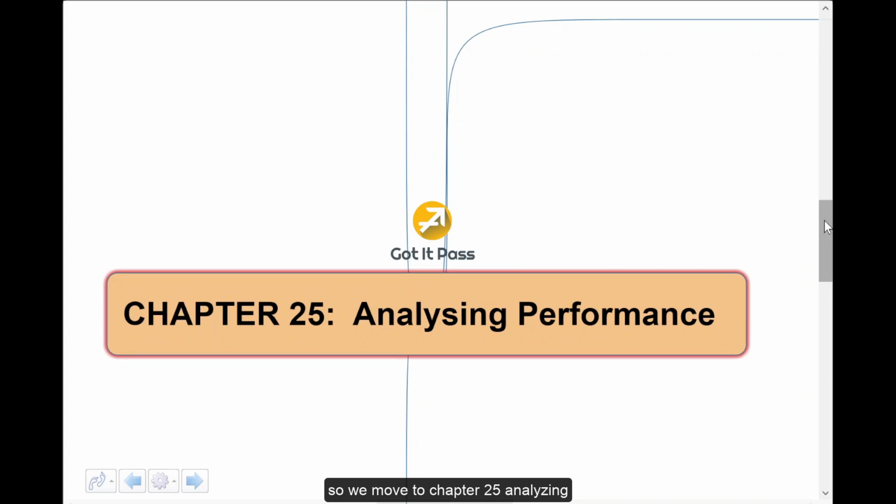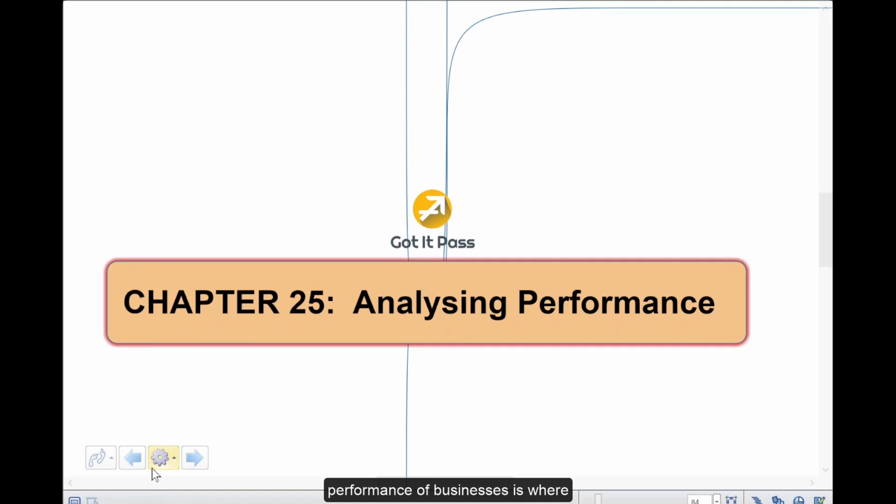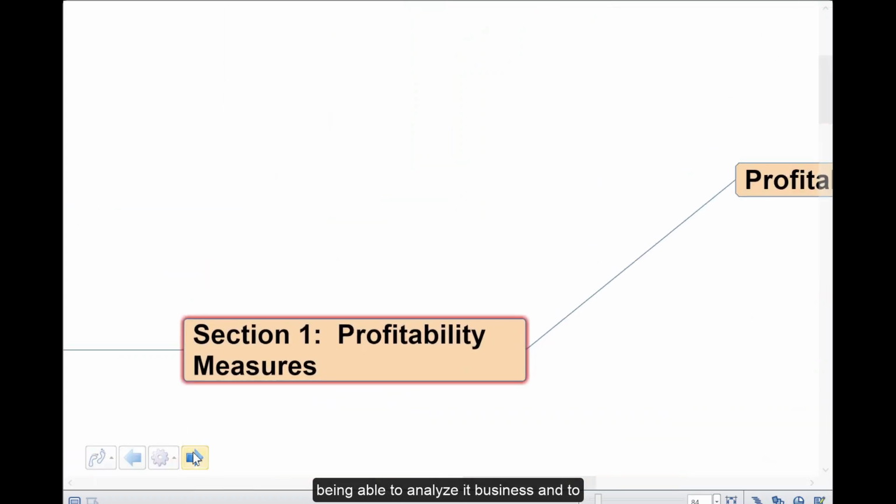So we move to chapter 25, Analysing Performance. Now we know that the performance of businesses is where accountants, whether they're management accountants or indeed financial accountants, come into their own. This is a key chapter for us, not just for the MA exam, but also for you and your career, being able to analyze a business and to look at the various heads.